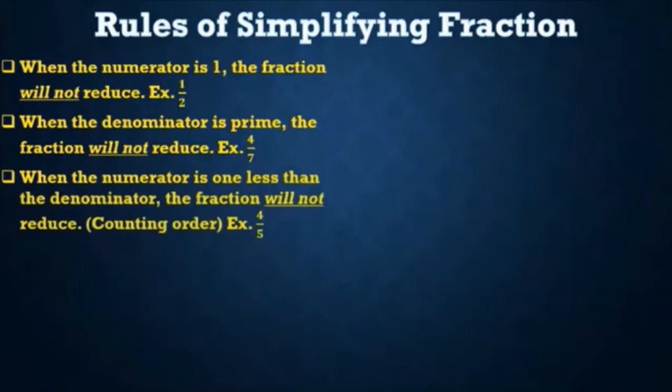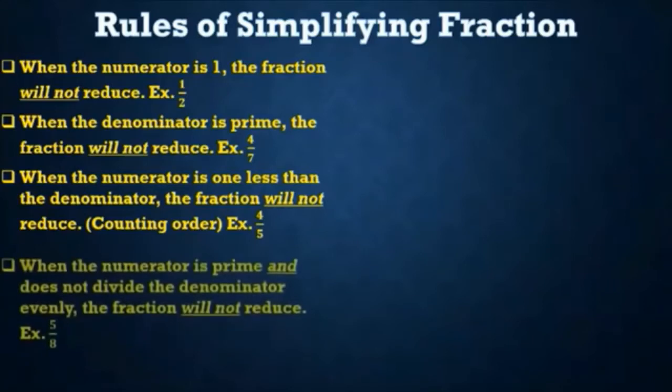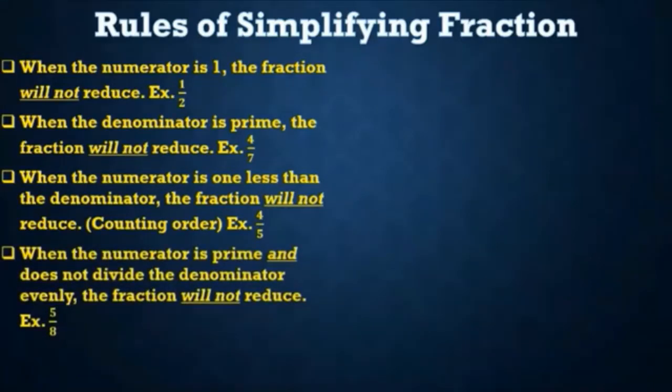When the numerator is 1 less than the denominator, then the fraction will also not reduce. For example, 4 by 5. Our fourth rule is that when the numerator is a prime number and it does not divide the denominator evenly, then the fraction will also not reduce.